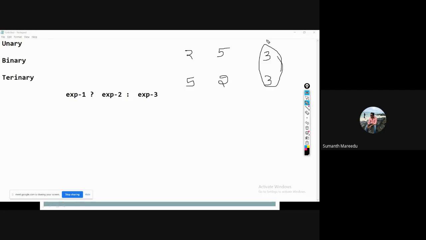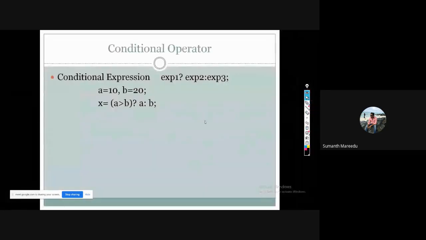So you try this with the help of this conditional operator. Okay. Still, if you have doubt, we'll discuss this one later. This is about conditional operator.